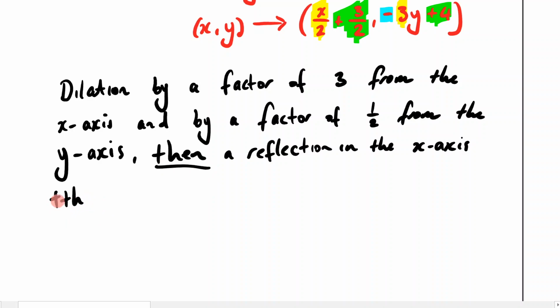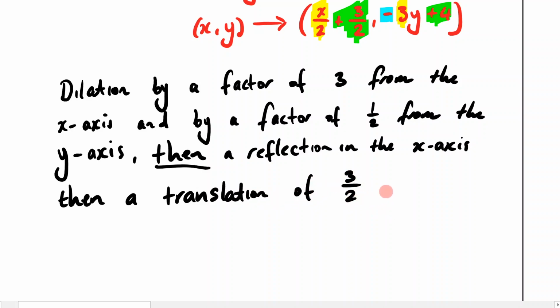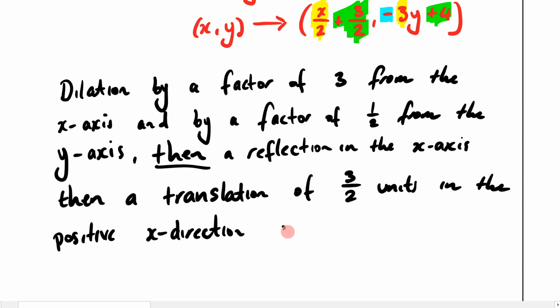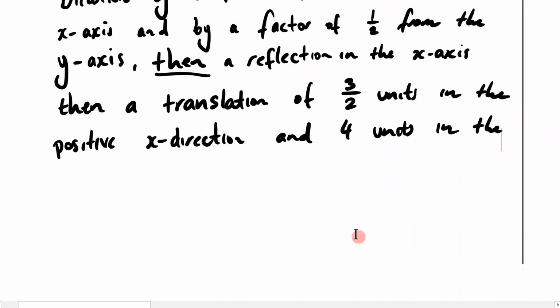Then, whoa, I have two T's. Then, a translation of 3 on 2 units in the positive x direction and 4 units in the, sorry, this must be so boring to watch me write this out, in the positive y direction.